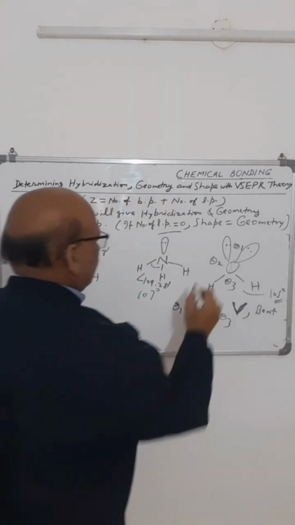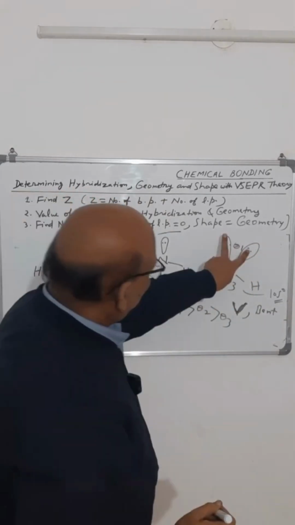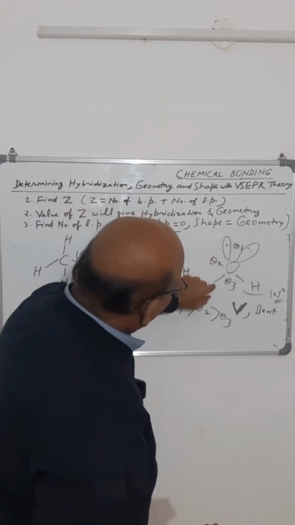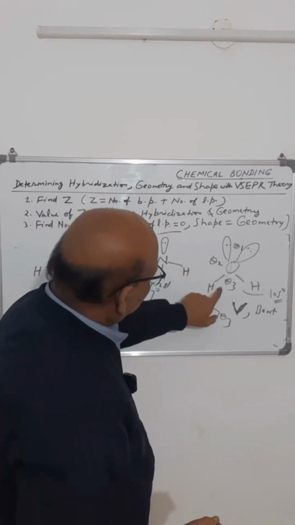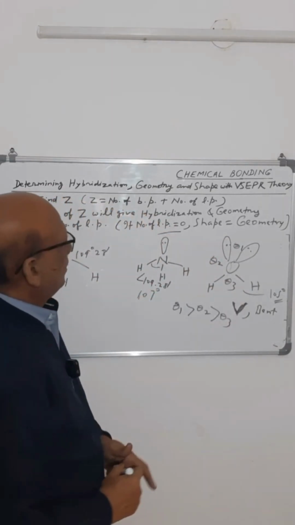Okay. And this is due to the greater repulsion between lone pair lone pair as compared to lone pair bond pair, and lone pair bond pair repulsion is more as compared to bond pair bond pair. This is as per the VSEPR theory.